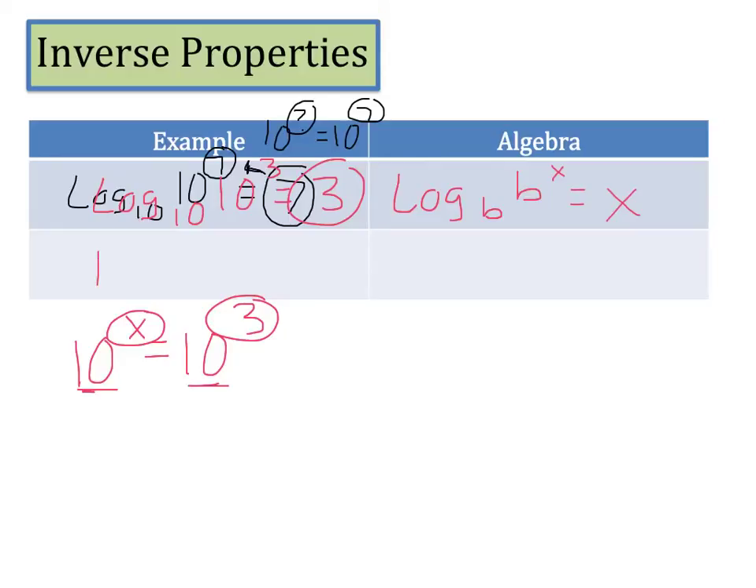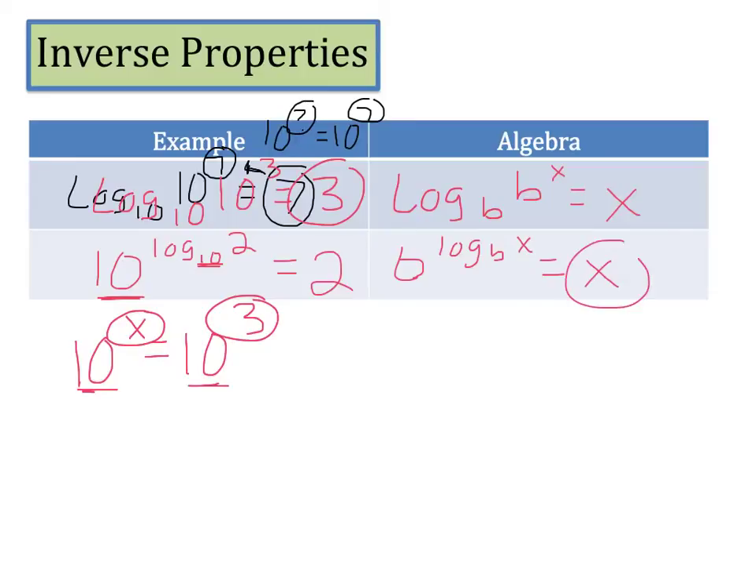Now if we have some base here raised to the logarithm of that same base of some quantity, if these two numbers are the same, then the answer is just this value here. So if we have some base b raised to the log of that same base, the answer is just this value here.